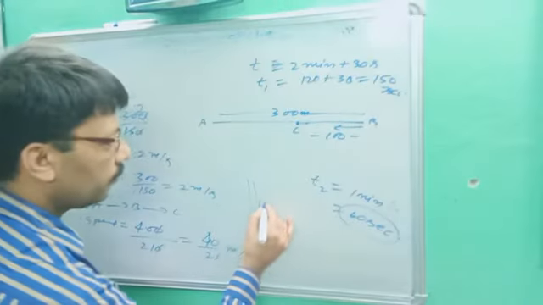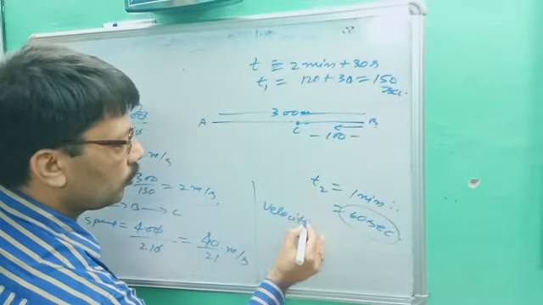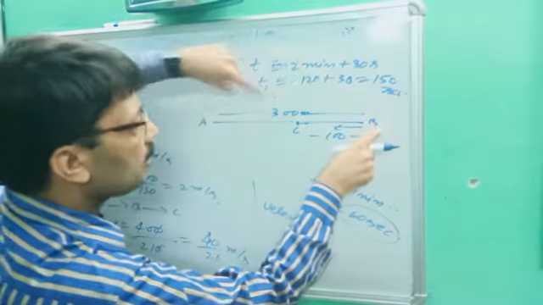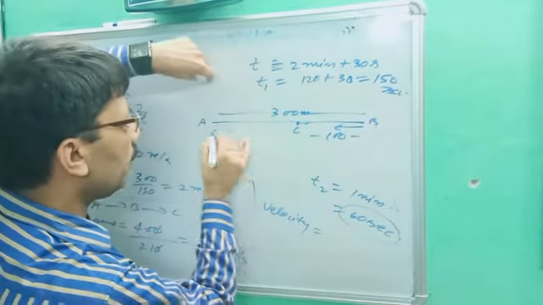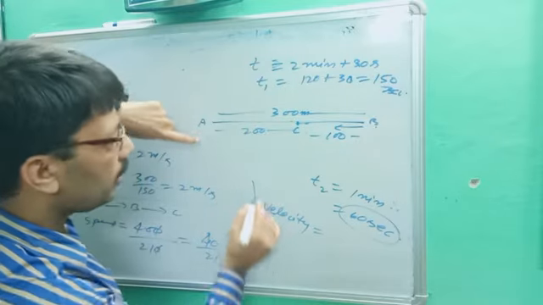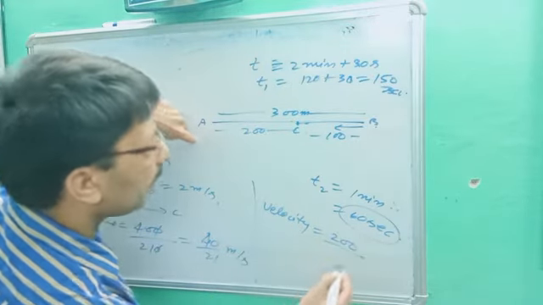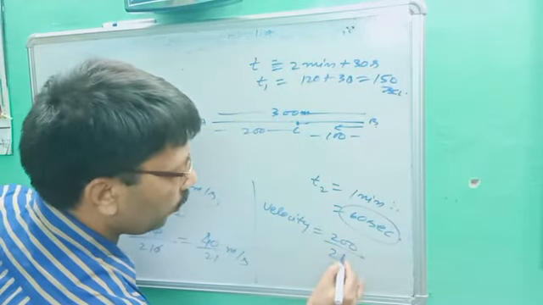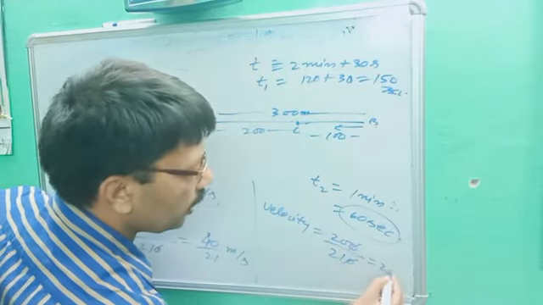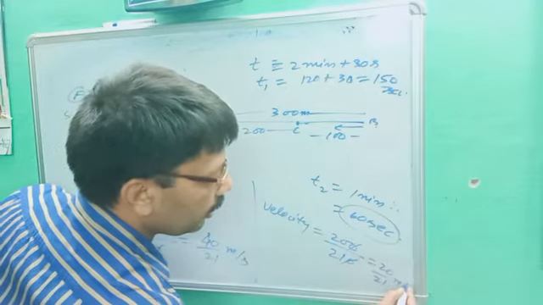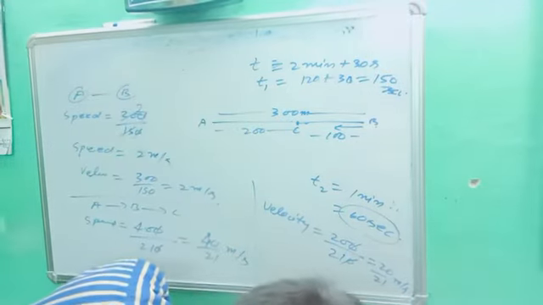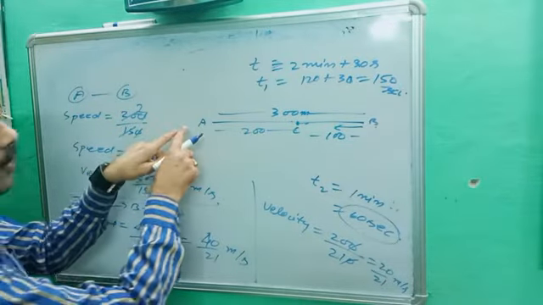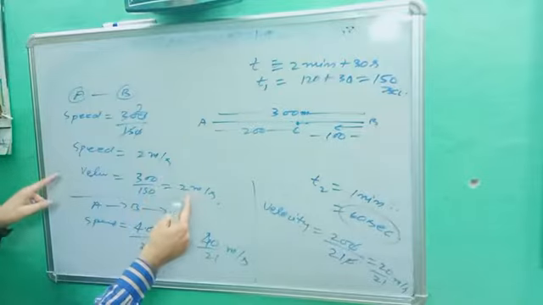What is the velocity? Velocity is equal to displacement upon time. What is the total displacement? He went from A to B 300 and back by 100, so the total displacement becomes 200. So it becomes 200 divided by the total time, 150 plus 60, which is 210. Cancel out, you will get 20 upon 21 meters per second. So this is the average speed and average velocity. Once again, from A to B the speed and velocity were the same.